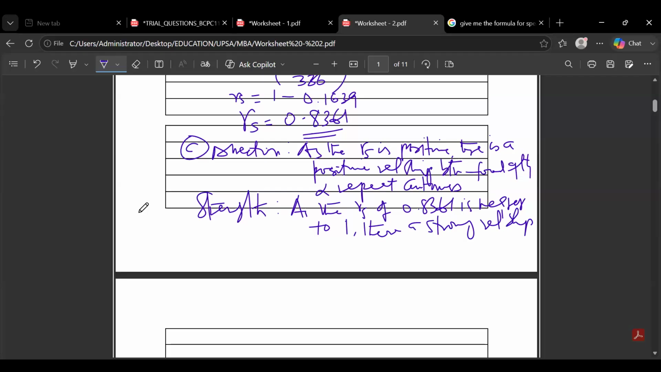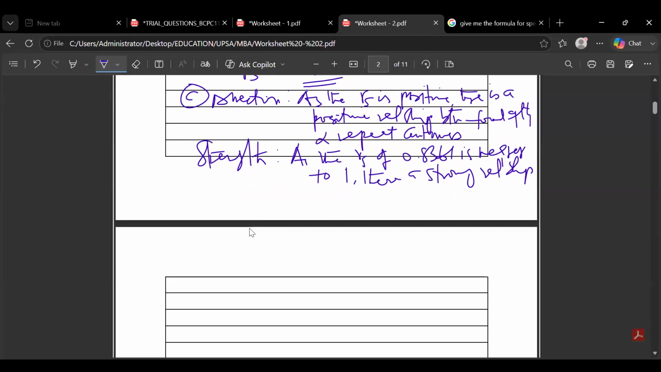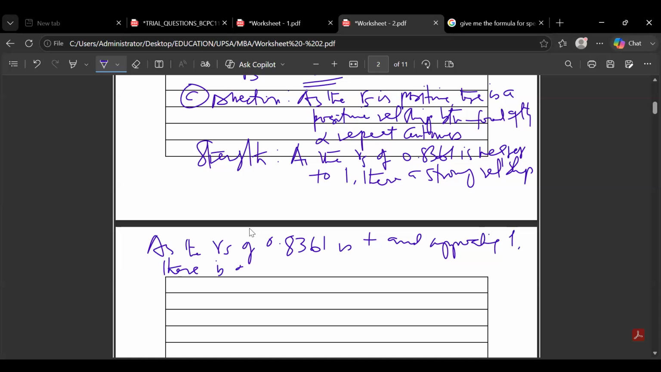Putting both together, we can say that as the RS of 0.8361 is positive, please write it in full, and approaching 1, there is a strong positive relationship, or you can say a positively strong relationship, whichever way, between the food quality rank, or food quality, and repeat customers.